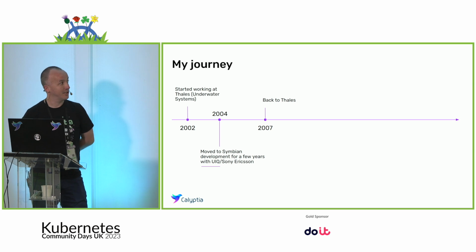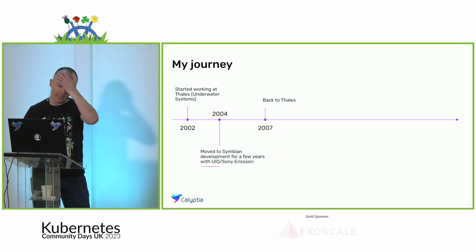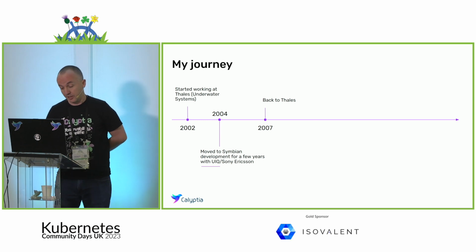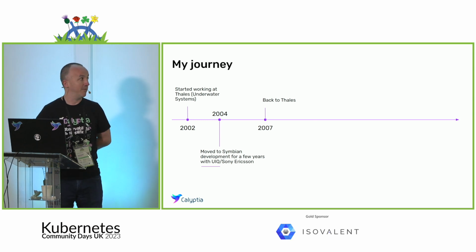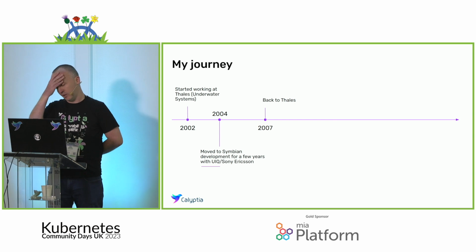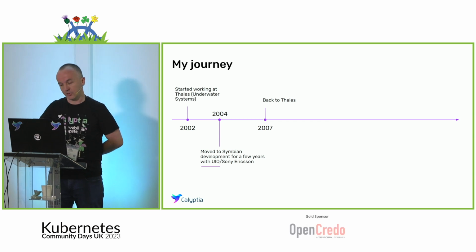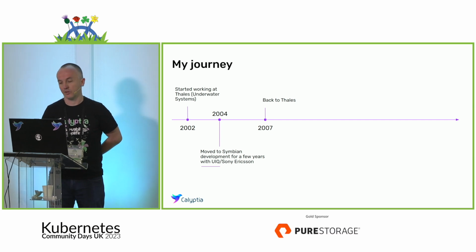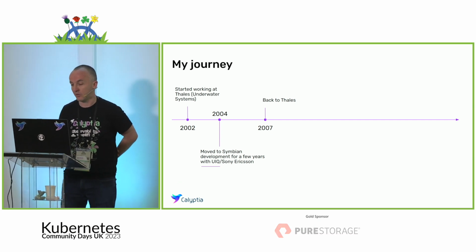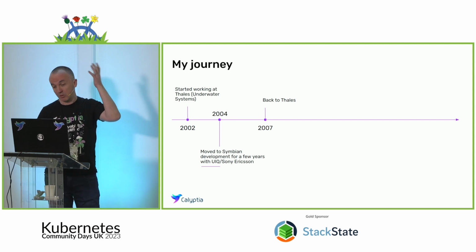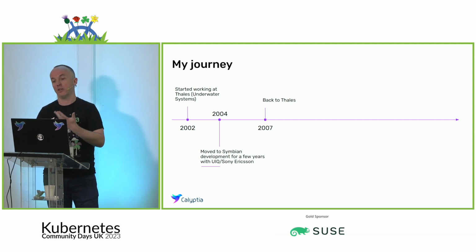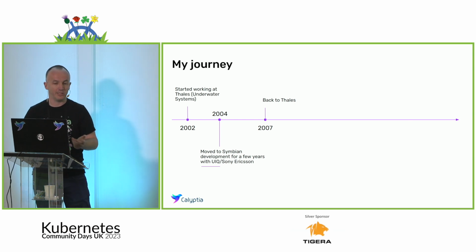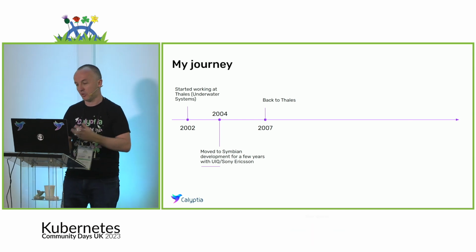Then, back to Thales in 2007, working in essentially an infrastructure team. We provided a platform for every project in the UK, France, and Australia to deploy everything from bare metal upwards on lots of different platforms. So essentially, we came up with service-oriented architecture, something like containers, something like Kubernetes, a load of service discovery, monitoring, all that.